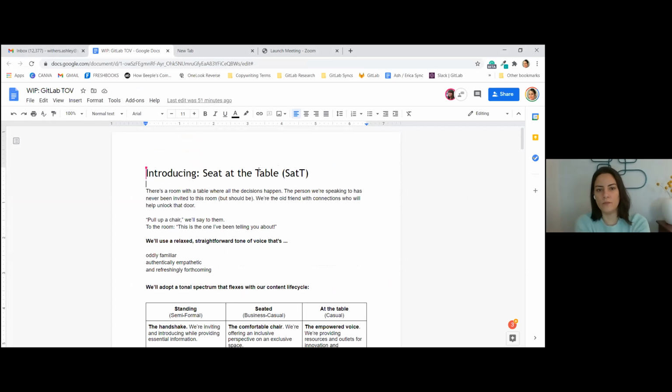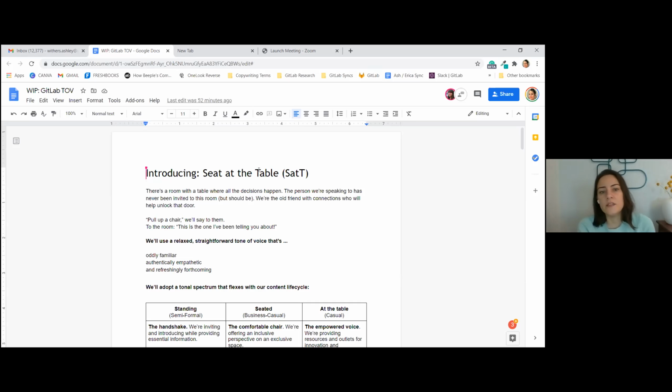So this is the narrative. There's a room with a table where all the decisions happen. The person we're speaking to has never been invited to this room, but should be. We're the old friend with connections who will help unlock that door. Pull up a chair, we'll say to them, to the room. This is the one I've been telling you about.